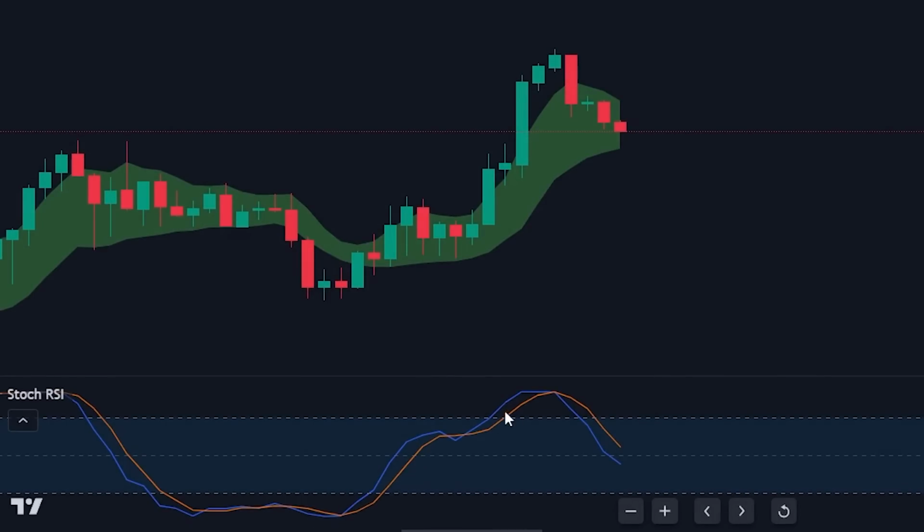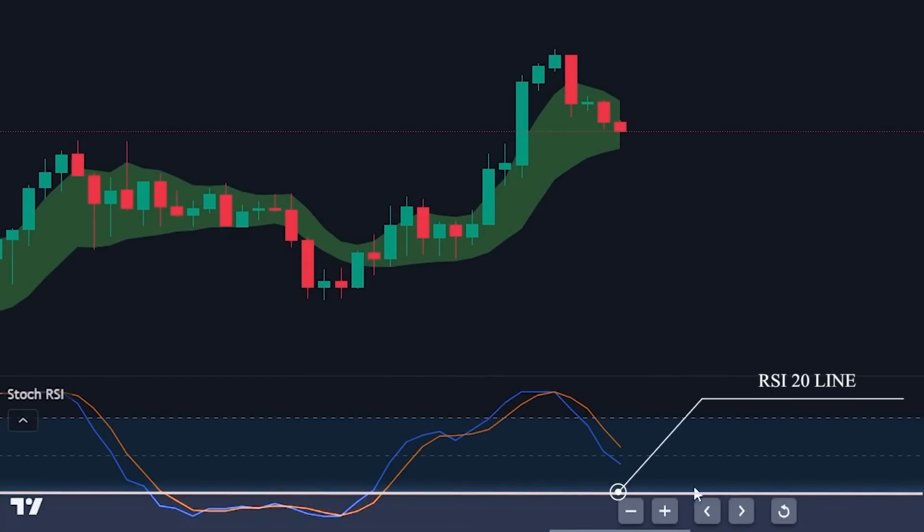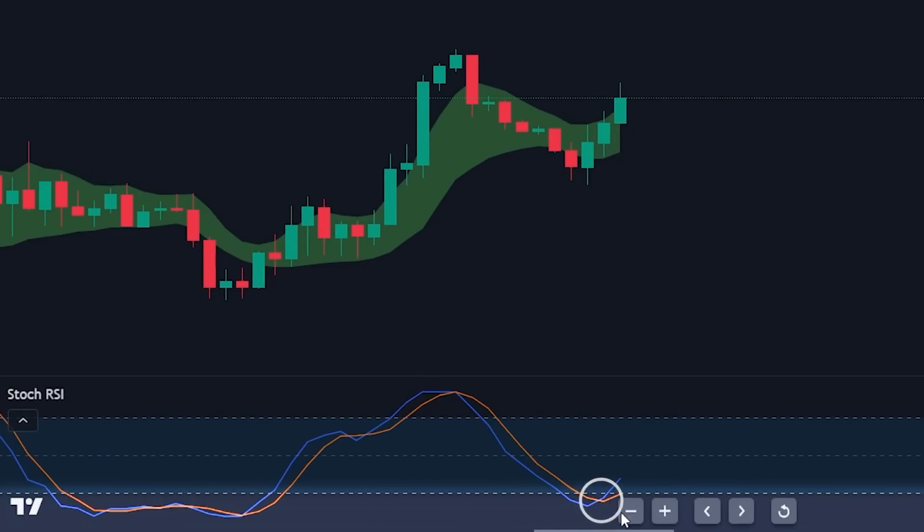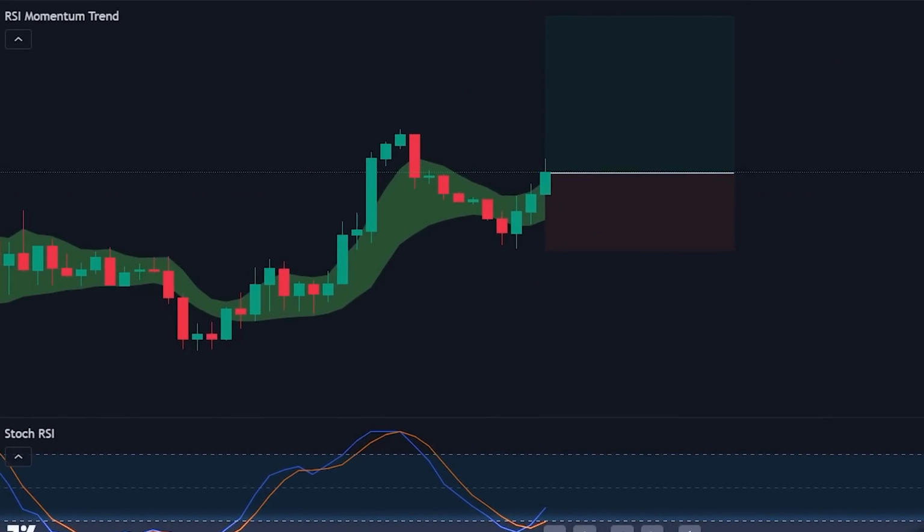So, we will wait for an entry using our Stochastic RSI. We want the lines to cross below the 20 level, and then once the blue line crosses above the orange line, we will take a buy with stops above the previous low.